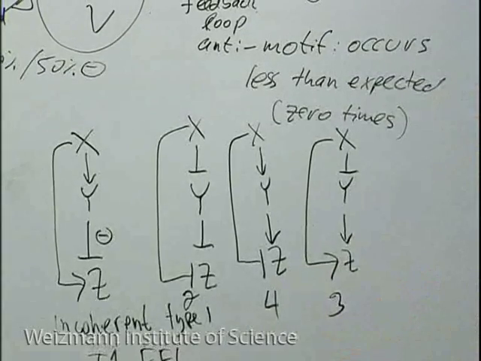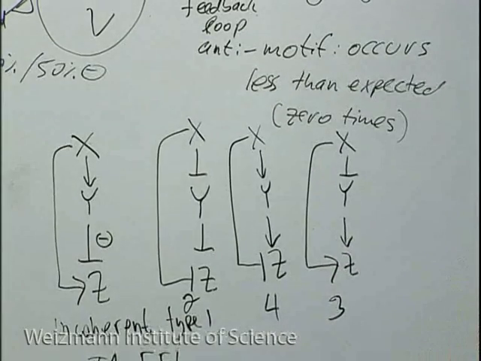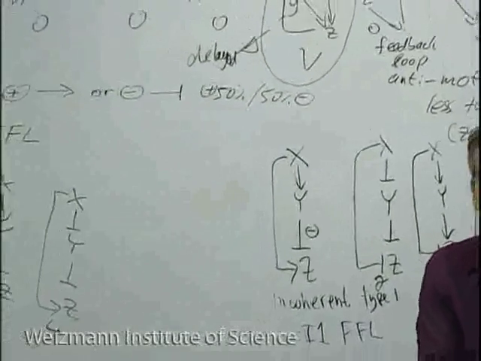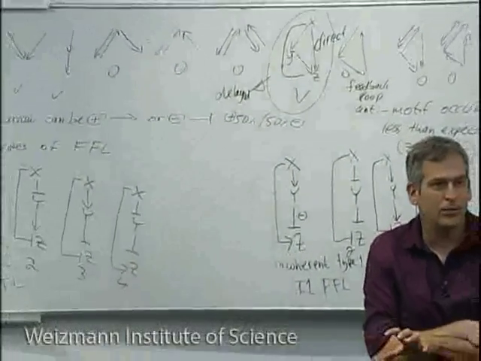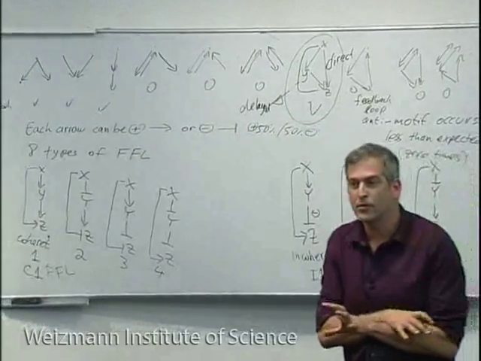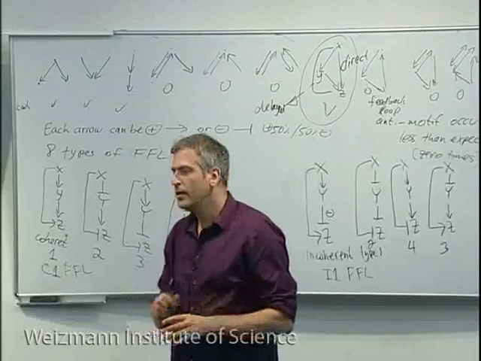So these are the 8 possible types. We might expect that they occur equally, more or less, because there is an equal number of plus and minus signs. But in fact, they don't occur equally. When you do the counting, you see that only 2 of them occur. Let's say 90% of the feed-forward loops in E. coli are of 2 of these 8 types.